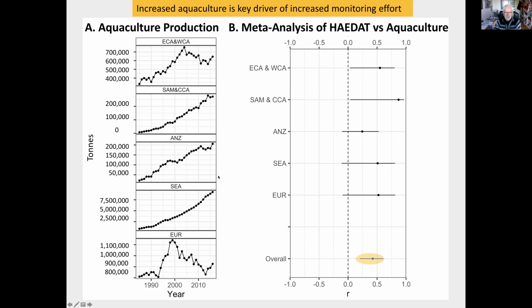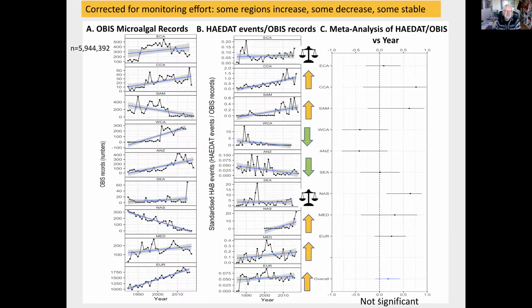And then we did a similar meta-analysis where we took the meta-analysis of HAB events against year, and we also linked that in with aquaculture production increases against year. And globally, this is a very significant correlation. So this tells us categorically that a lot of this increase in HAB reporting is correlated with an increase in aquaculture production. How this works: increased aquaculture production leads to more intensive HAB monitoring, and that's what drives that correlation. These are the most interesting data sets.